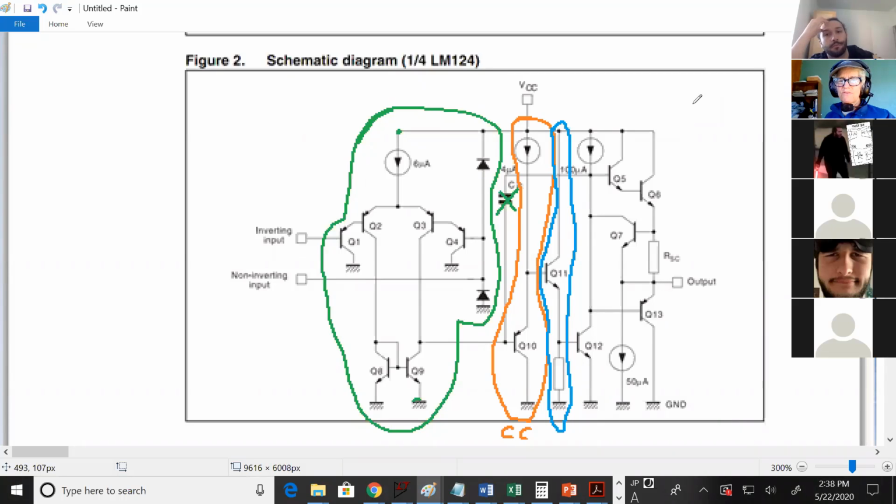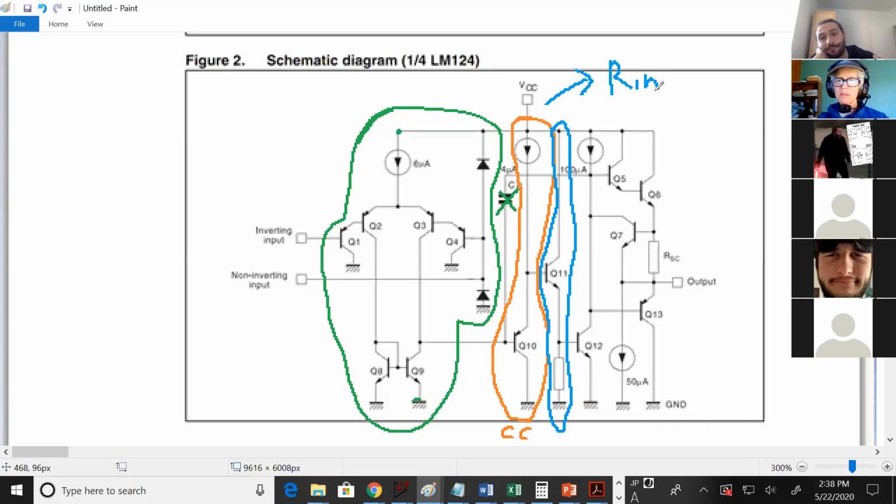Okay. The first one has a current source up top. The second one has a resistor. Which one do you think is going to have a higher R in? The first one? The first one, yeah. Let's see. What is the R in?